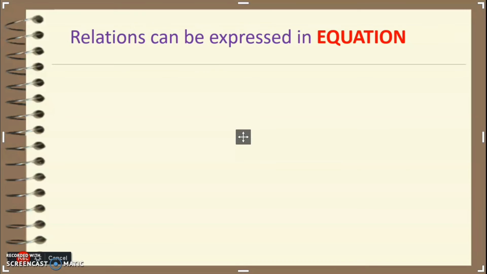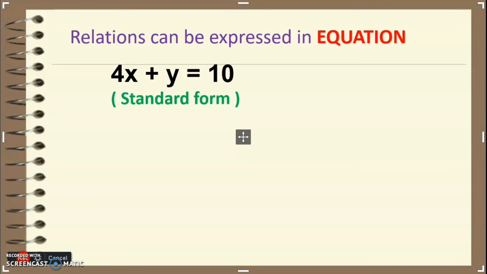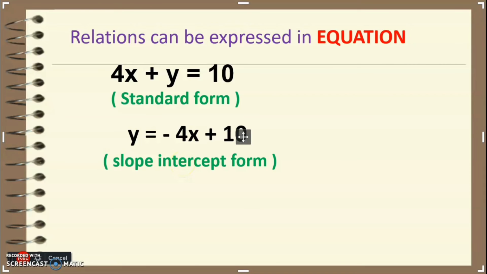Relations can be expressed in equation. Ang gagawin lang natin ay express ang y in terms of x. Example, 4x plus y is equal to 10. Ito ay naka-standard form. Kailangan natin itong i-rewrite into slope-intercept form. So, magiging y is equal to negative 4x plus 10. Slope-intercept form siya.